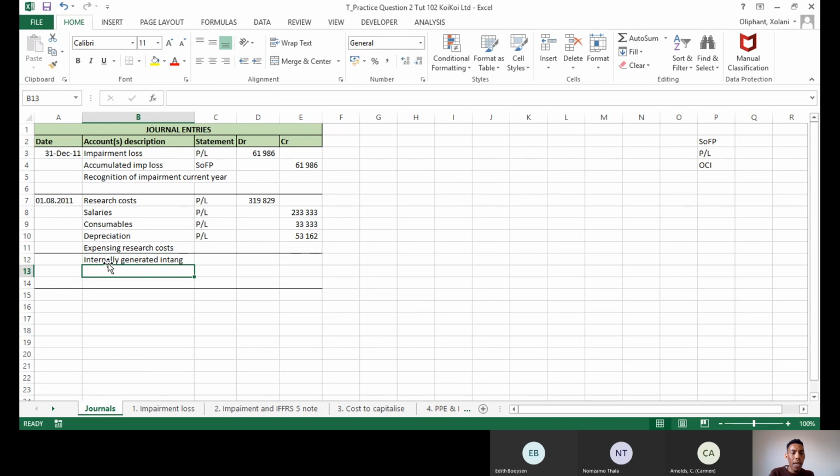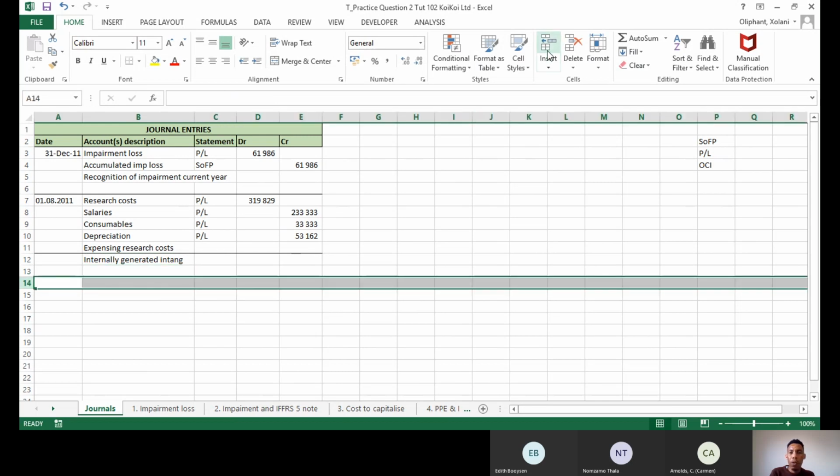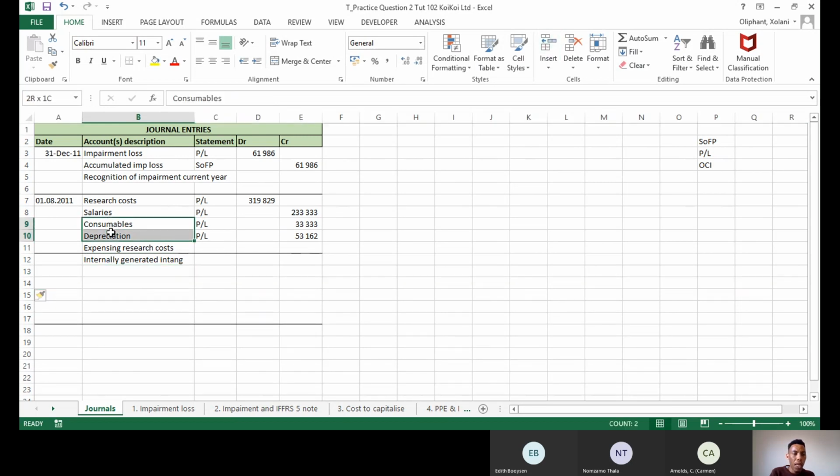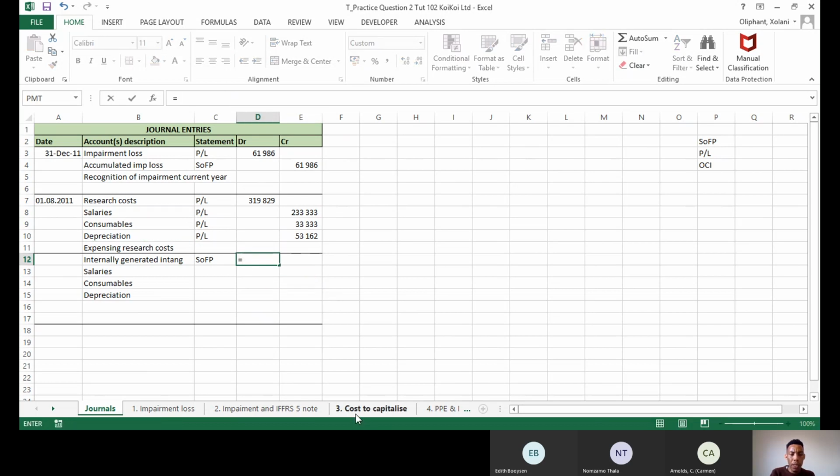And then we include all the various components that we have in here, which is the salaries, depreciation, as well as your consumables. So the on-take cost will be in your statement of financial position, and the rest will be in the income statement. Your on-take amount is going to be 639, and then here you will have all these other components that you actually recognize. So those are the components.